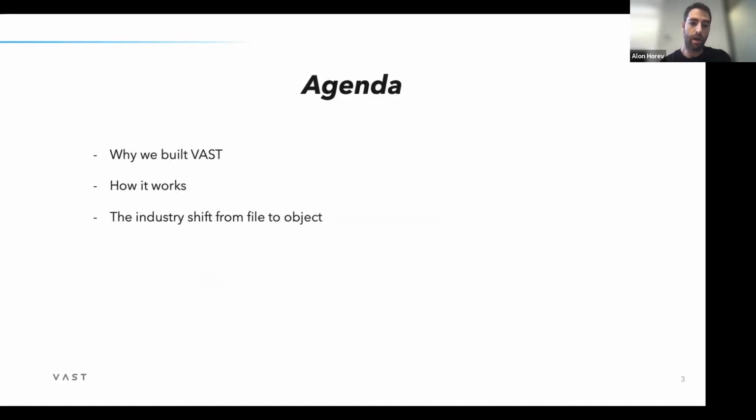So as I said, we're gonna talk about why we built the company, why we built this product. We're gonna talk about how it works. And I'm also gonna dig into an industry shift going from file to object. This shift, Agoda is one of the, I wouldn't necessarily say a pioneer because, you know, object storage has been around for a while, but we did see from the side working with this company how quickly this entire shift happened within Agoda as well.